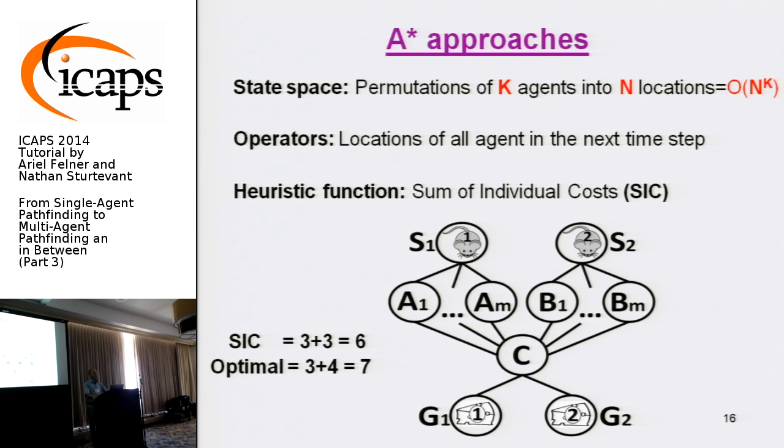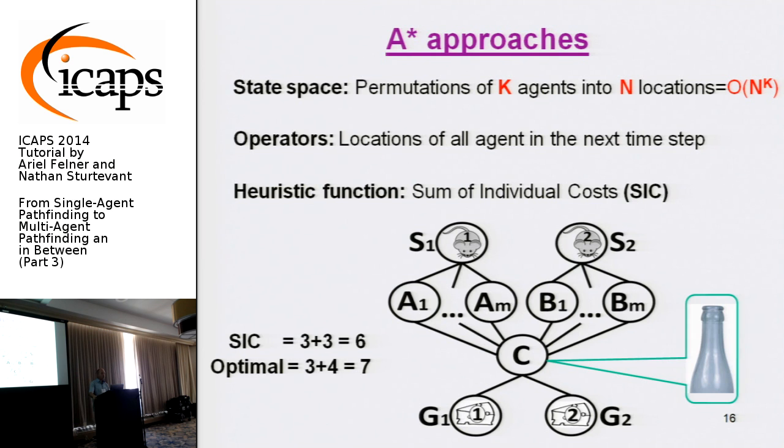In this example, the heuristic, we call it SIC, sum of individual costs. In this example, SIC is 6 because each of the mice here needs to go 3 steps. Okay? However, there is a bottleneck here at node C. There is a conflict. The optimal solution is that one agent should wait, let's say at node A1, and then go like this. And so the optimal solution is actually 7. One of them has to wait, so we will only get at time step 4 to the goal. So 3 plus 4 is 7. And let's work with this example.